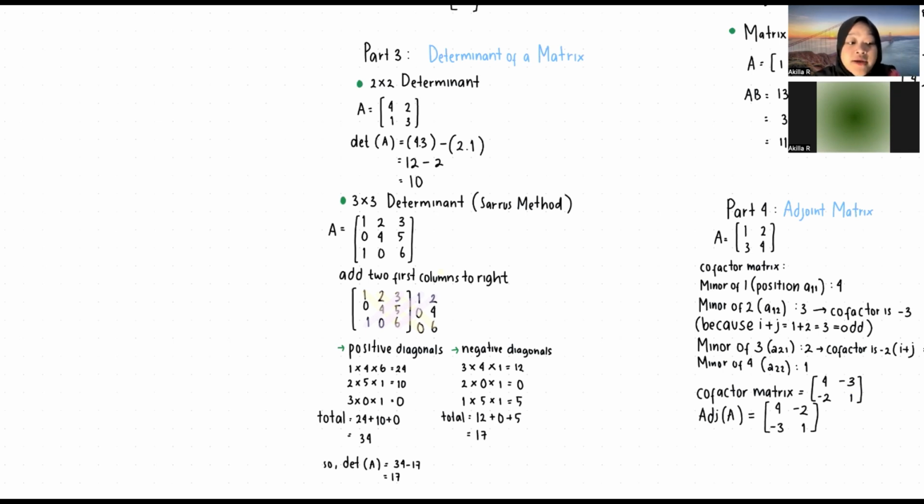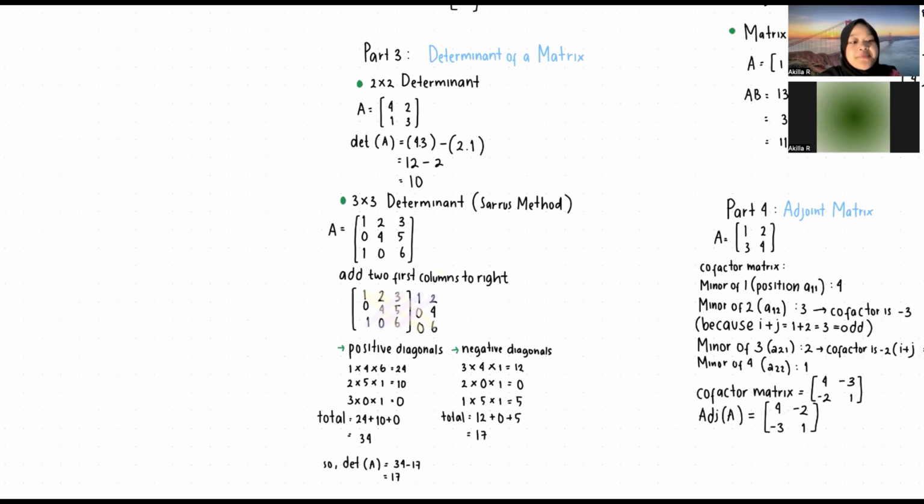For a 3 by 3 matrix, we use the Sarrus method, a trick that helps us multiply diagonals easily. So step 1, write down the matrix, then copy the first 2 columns next to it, and then multiply the diagonals from top left to bottom right and sum them, and then subtract the sum of diagonals going bottom left to top right. In this example, we use the Sarrus method.